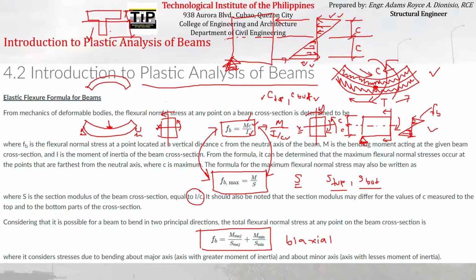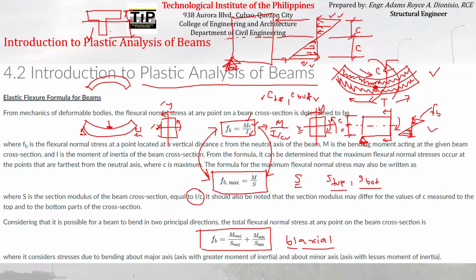So, sabay sila nagbe-bend. Nagbe-bend ka na sa x-axis, nagbe-bend ka pa sa y-axis. So, ang bending na nangyari ay biaxial bending na tinatawag. So, when we say biaxial, bi, tsaka axial, ibig sabihin ng bi, dalawa. Axial or axis, dalawang axis. So, ibig sabihin, nagbe-bend ka with respect sa dalawang axis, x tsaka sa y-axis. Okay? So, with that case, hindi na basta MC/I yung formula. For the stresses being experienced by the member like this, hindi na siya basta MC/I.